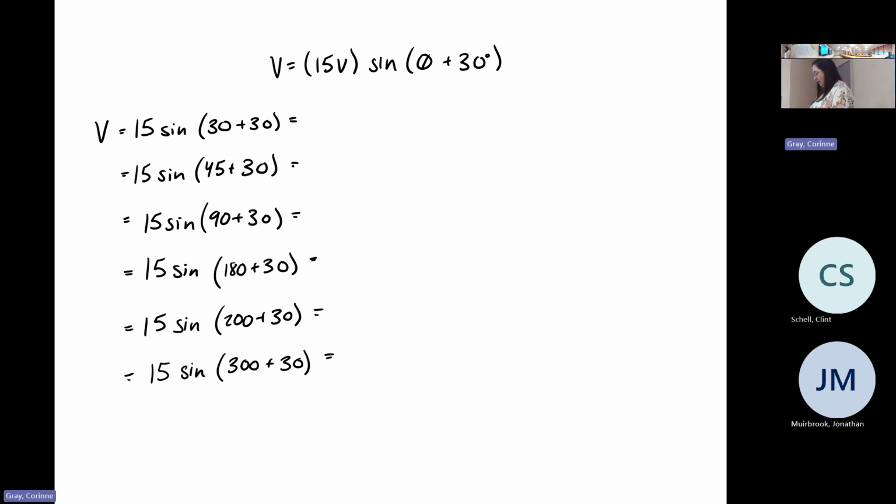So we have 15 sine of 60, which should give us 13 volts. So that is one of our million different answers that we need. And I'm going to be honest, I don't have the values written down. So let me grab a calculator and we'll just quickly plow through all these, unless you two want to just give them to me. All right, cool. 15 sine 75 to 2 sig figs.